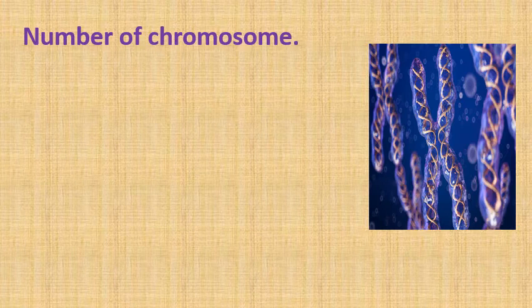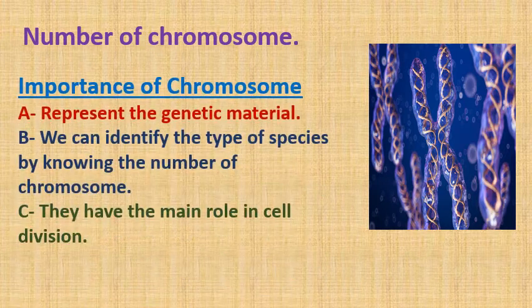Okay, so by knowing the number of chromosomes, we can determine the type of species, and this is the second importance of chromosome. We said that the first importance of chromosome, number one, is that it is responsible for cell division. Number two, by knowing the number of chromosomes, I can determine the type of species. Okay? So these are the importance of chromosome.